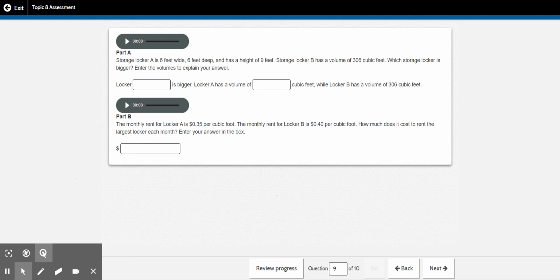Storage locker A is 6 feet wide, 6 feet deep, and has a height of 9 feet. Storage locker B has a volume of 306 cubic feet. Which storage locker is bigger? Enter the volumes to explain your answer. Our formula is volume equals length times width times height. For storage locker A, we're just going to fill in the numbers that they gave us.